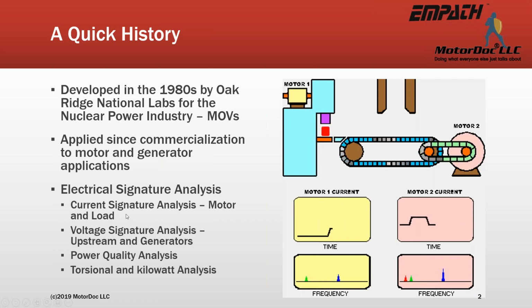Electrical signature analysis itself, by definition, looks at both the motor and load for current, and voltage looks upstream towards generators. We use it in the industrial sector as well. So if I have two identical machines sitting next to each other, I can compare and determine if I'm looking at the machine next to the machine I'm testing or the machine I'm testing by looking at the waveforms in either voltage or current. It will also do power quality analysis, and several of the technologies do torsional and kilowatt analysis. The one we're talking about here does all of the above.